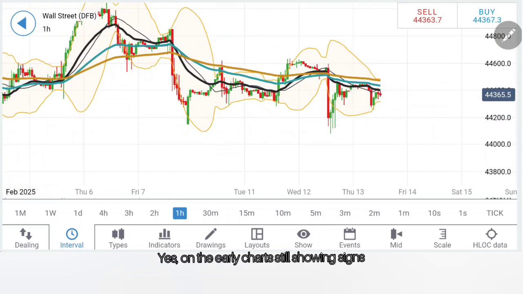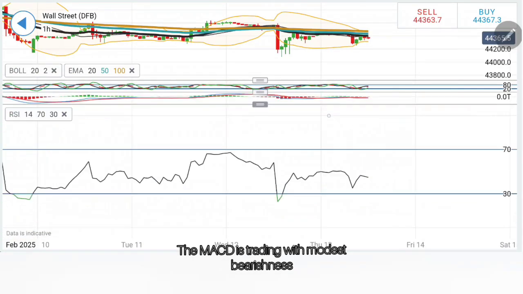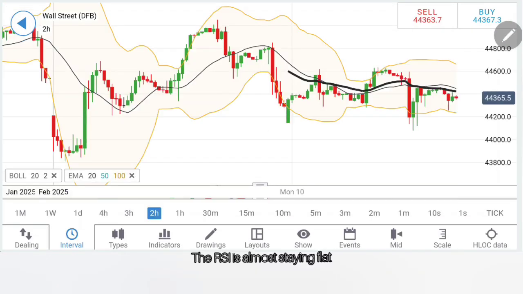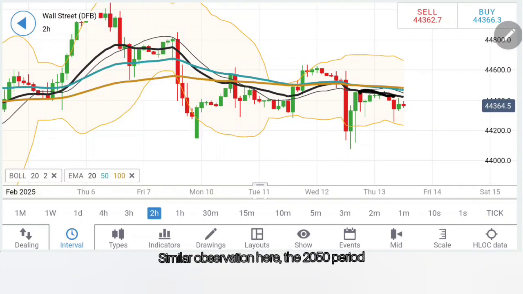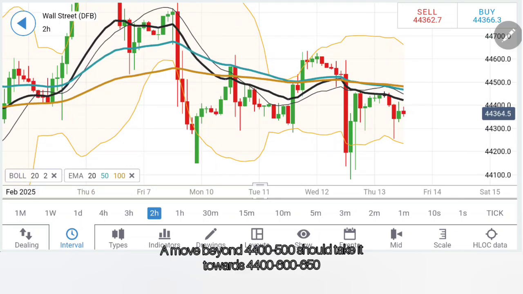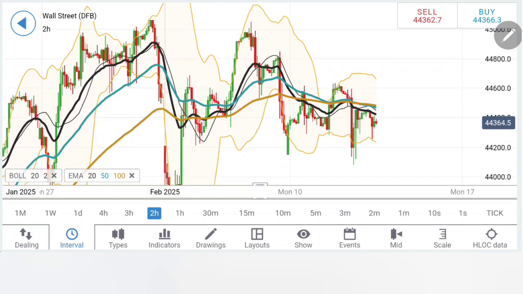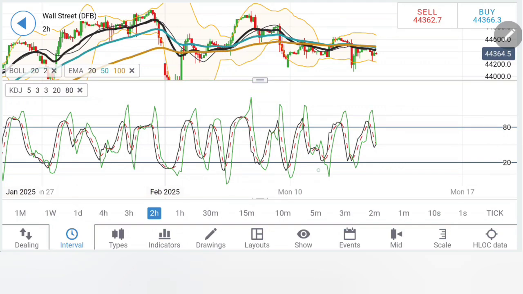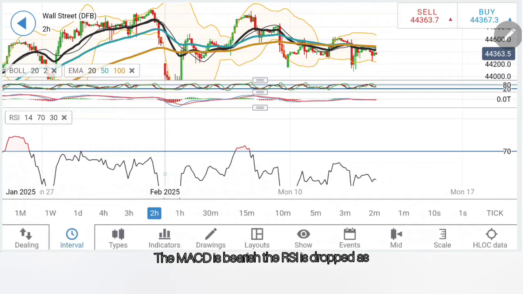Yes, on the hourly chart, still showing signs of bearishness here in US30. Stochastic rising here, the MACD is trading with modest bearishness, the RSI is almost staying flat. On the 2 hour chart, see similar observation here, the 20-50 period, definitely a greater resistance. So I will say till 44,500 levels, you have to be extremely cautious today. A move beyond 44,500 should take it towards 44,600, 650, and if it trades beyond 44,600, 650, chances will be high that we are looking at 44,800 levels. Stochastic has dropped here, the MACD is bearish, the RSI has dropped as well.